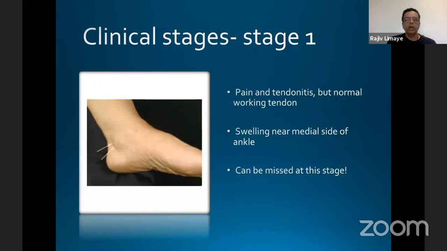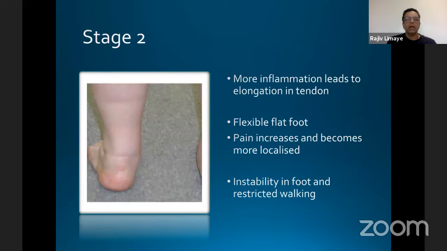In stage 1, you will see pain and tendinitis, but a normally working tendon. There's a little bit of swelling around the medial side of the ankle. In stage 2, one starts to get deformity of the tendon, leading to inflammation and elongation. It leads to flexible flat foot formation, and pain increases, more localized both on the medial side as well as going on to the sinus tarsi region. It leads to instability, restricted walking, and pain in the hindfoot.